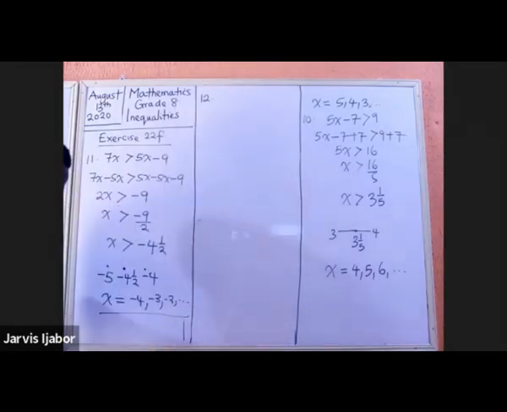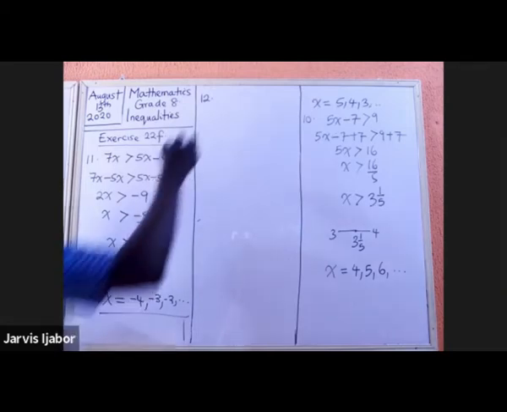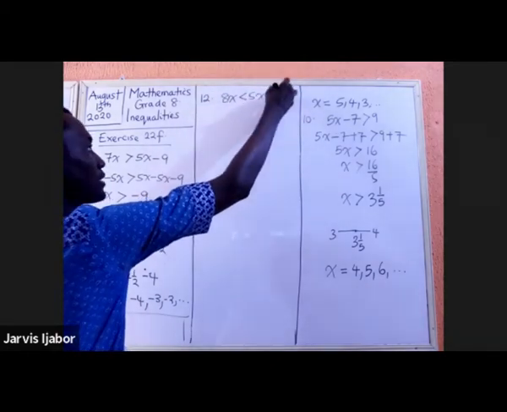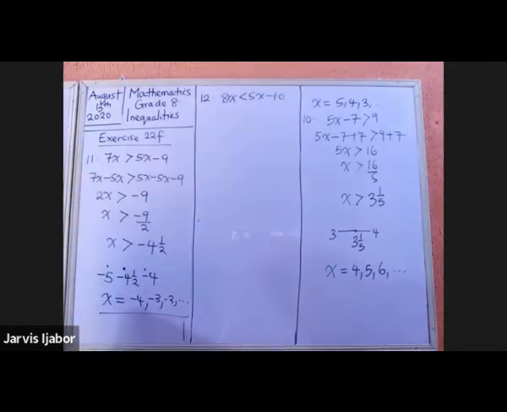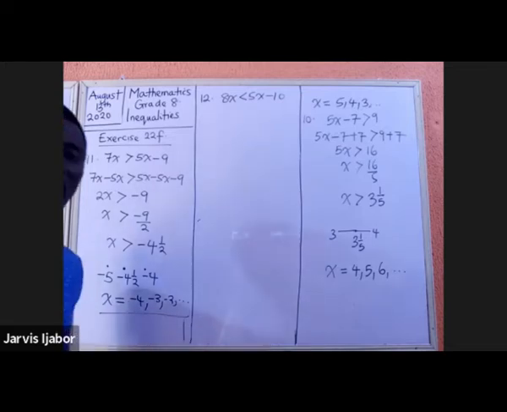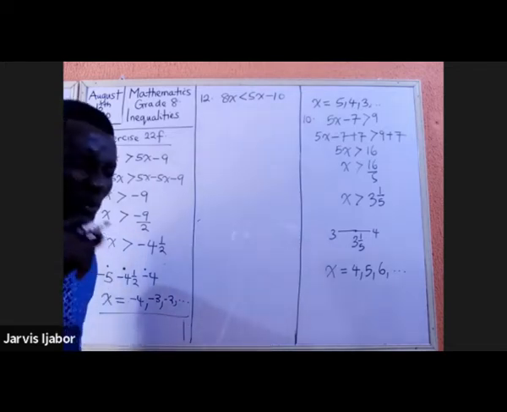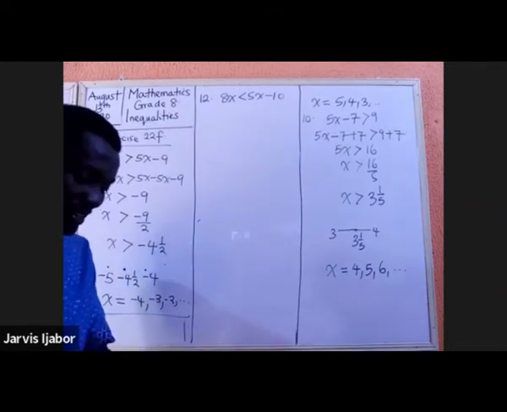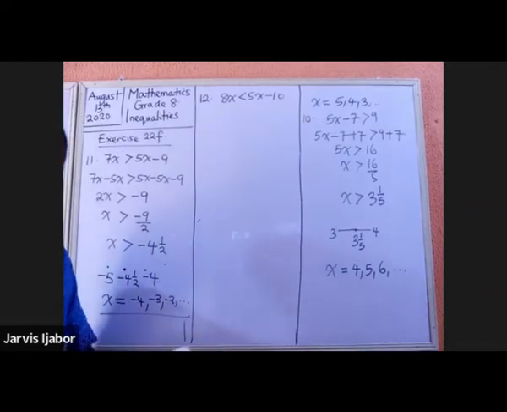In question 12, what do you have? You have that 8x is less than 5x minus 10. Now notice that they are giving you fractions because they want you to be able to locate the nearest whole number. That's the essence of this exercise. Your ability to be able to locate the nearest whole number.